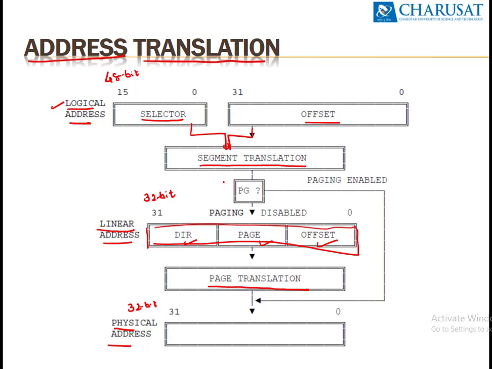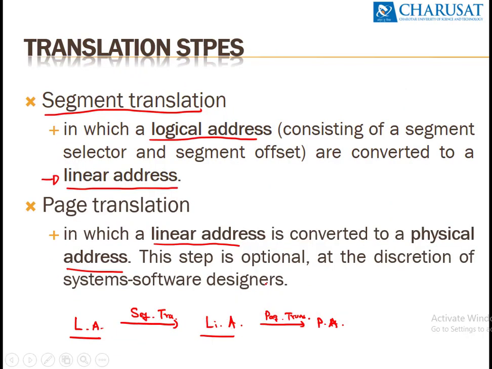But between that, in the first slide I discussed that segmentation is mandatory, but page translation is optional. If after segment translation the paging is enabled, then it goes to page translation, and after page translation we will get the physical address. If paging is not enabled, whatever it gets after segmentation is purely a physical address. So in this diagram, if paging is not available, after segmentation it goes to the physical address. So the linear address is converted to the physical address after segmentation if paging is not enabled.